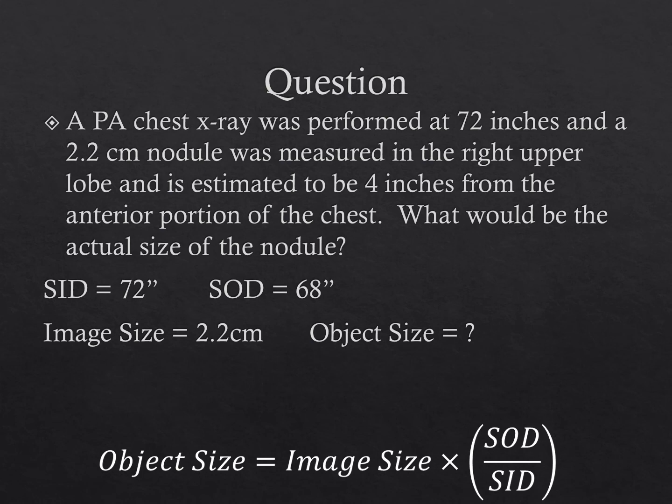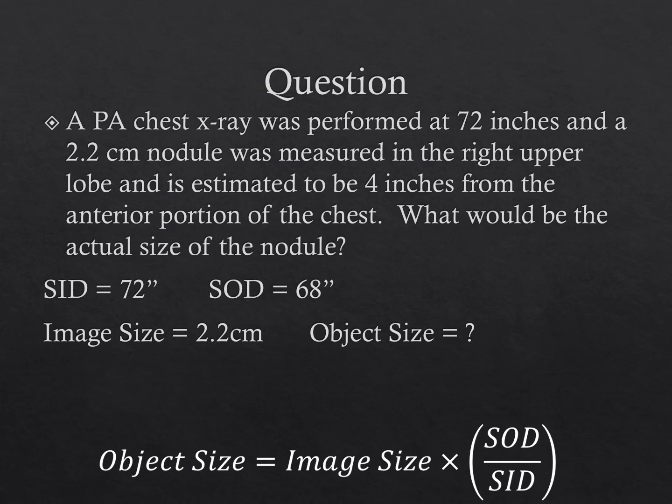So if I have a PA chest x-ray, it was performed at 72 inches, a 2.2 centimeter nodule was measured in the right upper lobe, estimated to be around 4 inches from the anterior portion of the chest. What would be the actual size of the nodule? Okay, so working the math, we're at 72 inches SID. Okay, we've got to find the SOD.